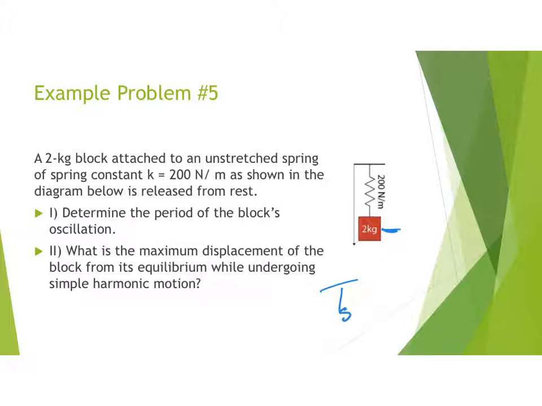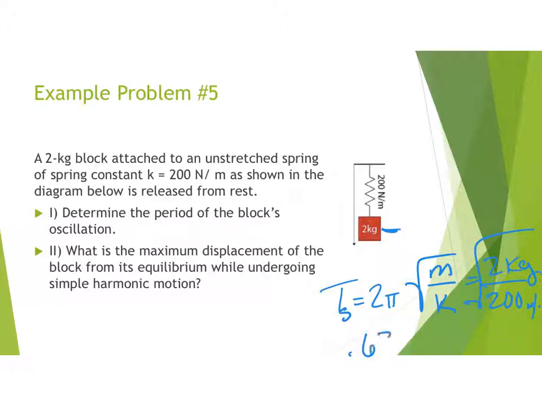So my period is 2 pi square root of m over k, where k is the spring constant. So I've got my 2 kilograms on top over my 200 newtons per meter, and I take a square root there, and I get 0.63 seconds as the period.